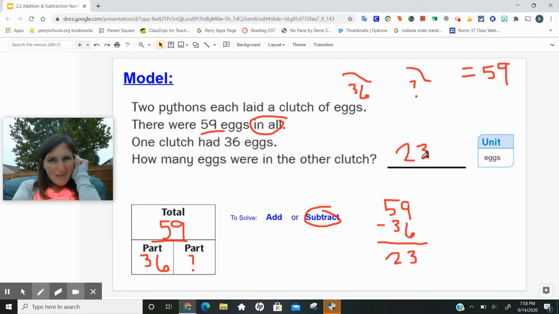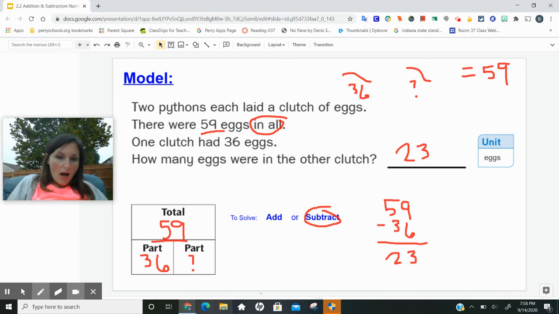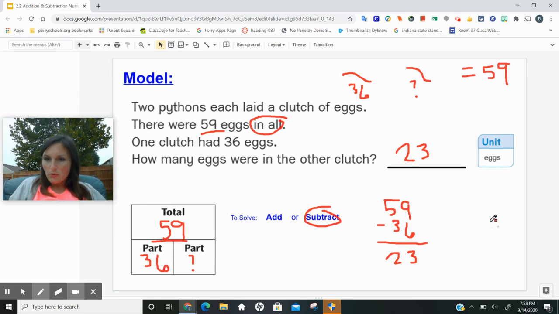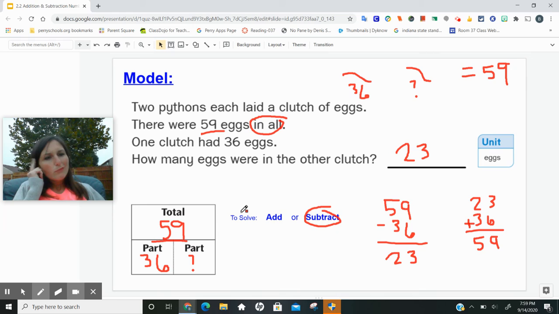Now, how can I check myself to make sure that my answer, 23, makes sense? Well, I can use the parts and add them up and see if it equals the total. So let's add 23 plus 36. Let's see, does it equal the in all? 3 plus 6, that's 9. 2 plus 3, that's 5. Does it equal 59? Yes, it does. So I know my answer makes sense. Okay? Don't forget to use the part total to help you decide, am I supposed to add or am I supposed to subtract?